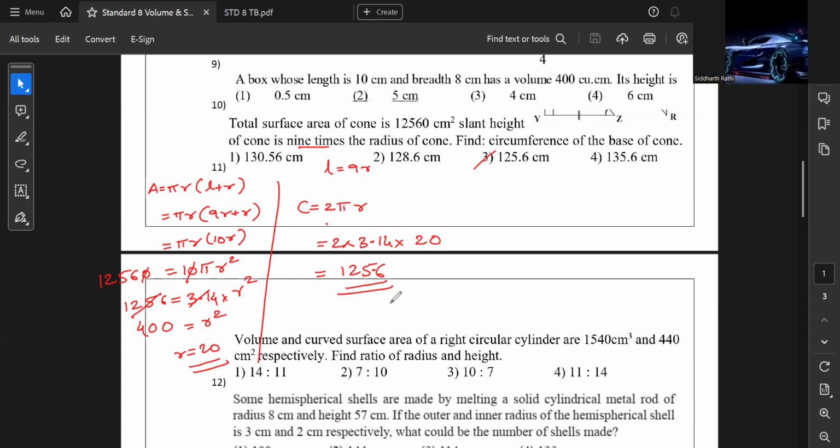Sir, but in such a case, how do we understand if we want to take pi as 3.14 or not? See, whichever number gives you an easier calculation, go for it because both are equally correct. If you feel the number is divisible by 11 or 22 or something similar to that, go for 22 by 7. If you feel the number is divisible by 314, go with 3.14.